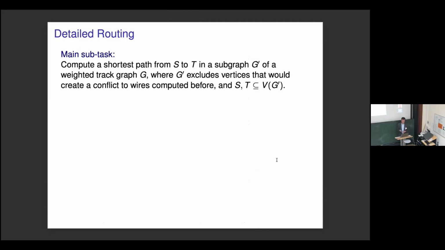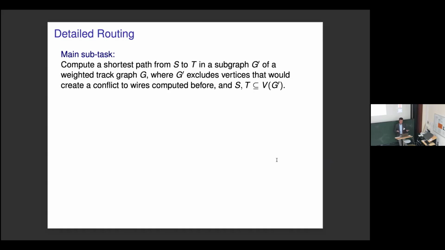Now let's spend a few minutes still on the detailed routing part. Once we have this global routing solution, what do we do? So we really have to find detailed wires now. That means the main task is actually to find a path between two components, S and T, that could be two pins of a net or one pin and an already routed component that connects some of the pins. And we want to connect them in the subgraph G prime that still models the space that is still available, because much of the space is used already by other nets.